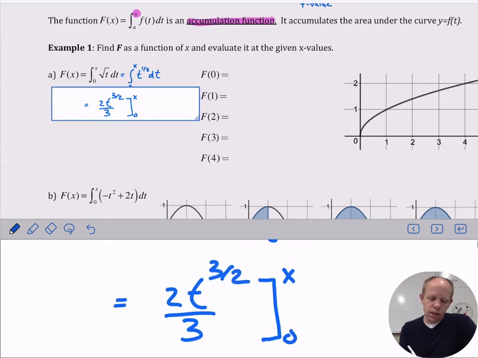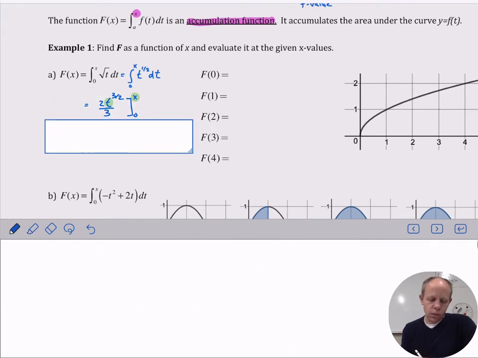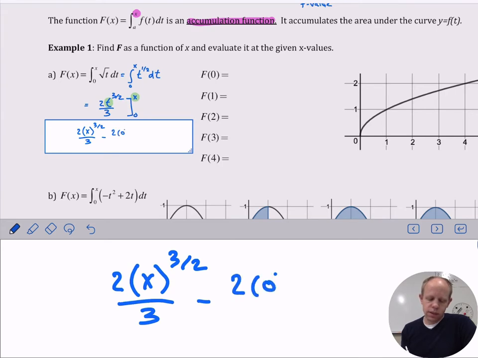Now what we're going to do is apply capital F at B minus capital F at A. And so we're actually going to plug x into t first. So we're going to get 2 times x to the 3/2 over 3, and then minus 2 times 0 to the 3/2 over 3. Okay, so you can see we plug the x in there rather than an actual number. X is representing any number.